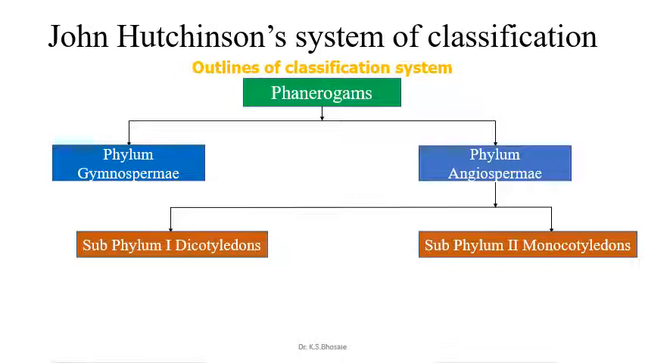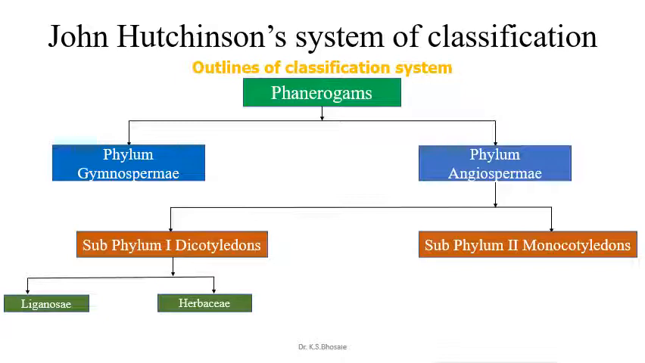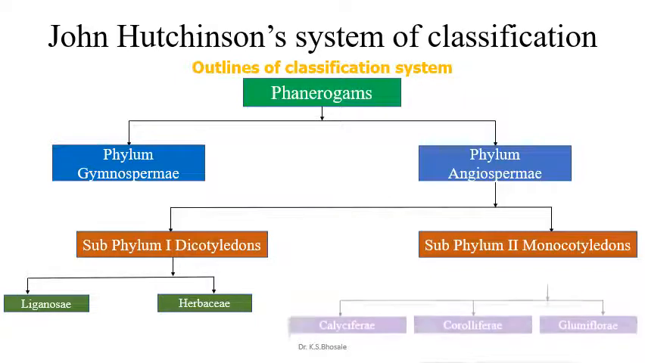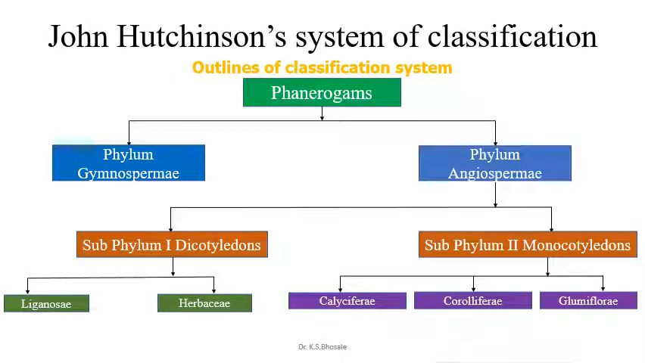Then the first subphylum Dicotyledons is further divided into two divisions. First division is Lignosae and second division is Herbaceae. Lignosae includes all tree species and Herbaceae includes all herbaceous representatives, whereas the second subphylum Monocotyledons is further divided into three divisions. Out of that, first is Calyciferae, second is Corolliferae, and third is Glumiflorae.